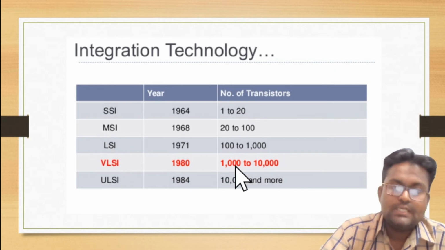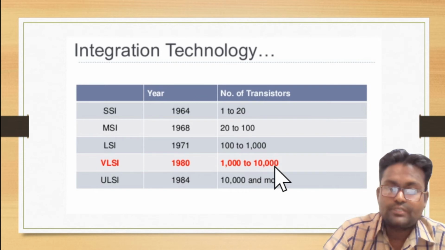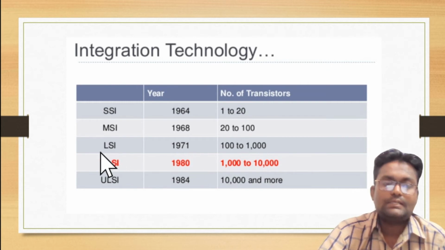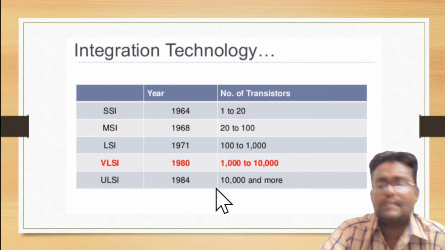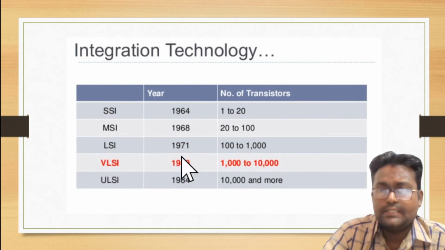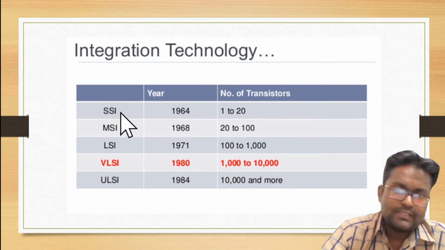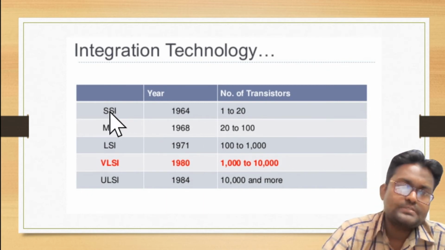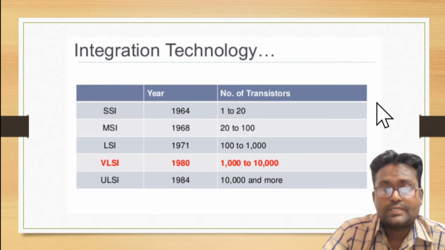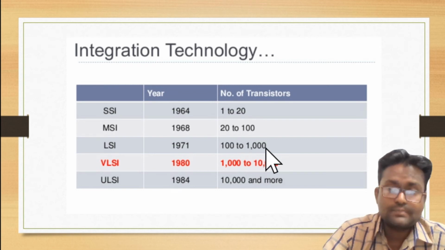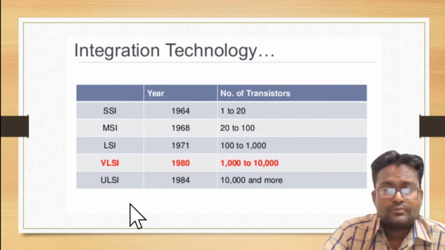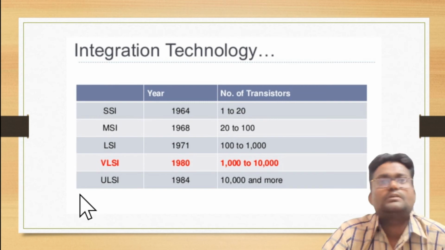After that, when the number of transistors is between 1000 and 10,000, the scaling technology is known as VLSI. So here we are dealing with VLSI technology, very large scale integration technology. This VLSI technology was introduced in 1980. When we move from SSI to VLSI, the size of the integrated circuit becomes smaller.